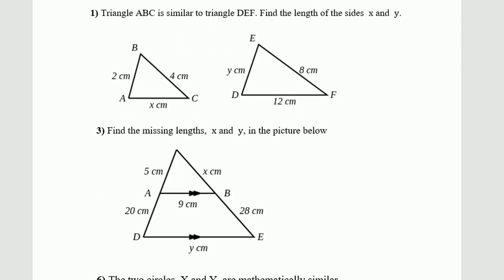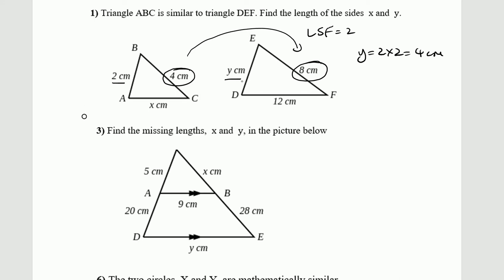Triangle ABC is similar to triangle DEF, and I want to find the lengths of the sides x and y. So before I can do that, I want to find some comparison. I notice that I know both of these sides and they're clearly corresponding to each other. And so I can see without any real effort here that the length scale factor is 2. I would multiply by 2 to go from the small shape to the big shape, and divide by 2 to go from the big shape to the small shape. So to work out y, I've got to take the 2 on the smaller triangle and times it by 2. Y equals 2 times 2, that's 4 centimeters.